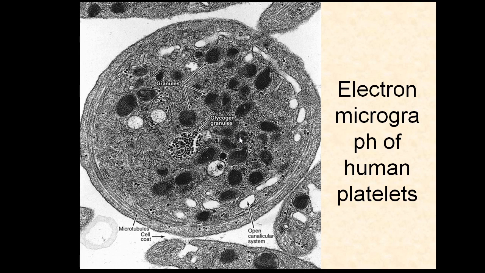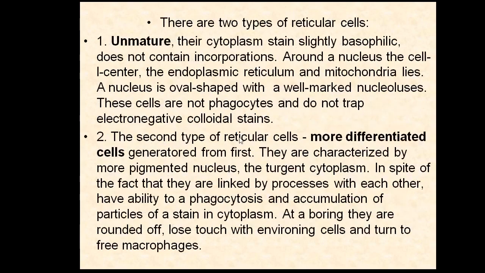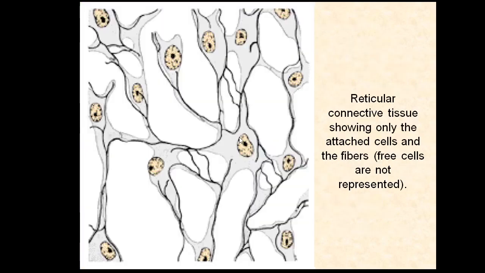And a few words about reticular tissue. Our lecture is going to the end. Reticular tissue is a specialized type of connective tissue which provides the microenvironment for the blood-formed elements in the hemopoietic organs. Reticular tissue is really connective tissue, but very special, which we can find only in the hemopoietic organs. It forms a reticulum. Why reticular tissue?